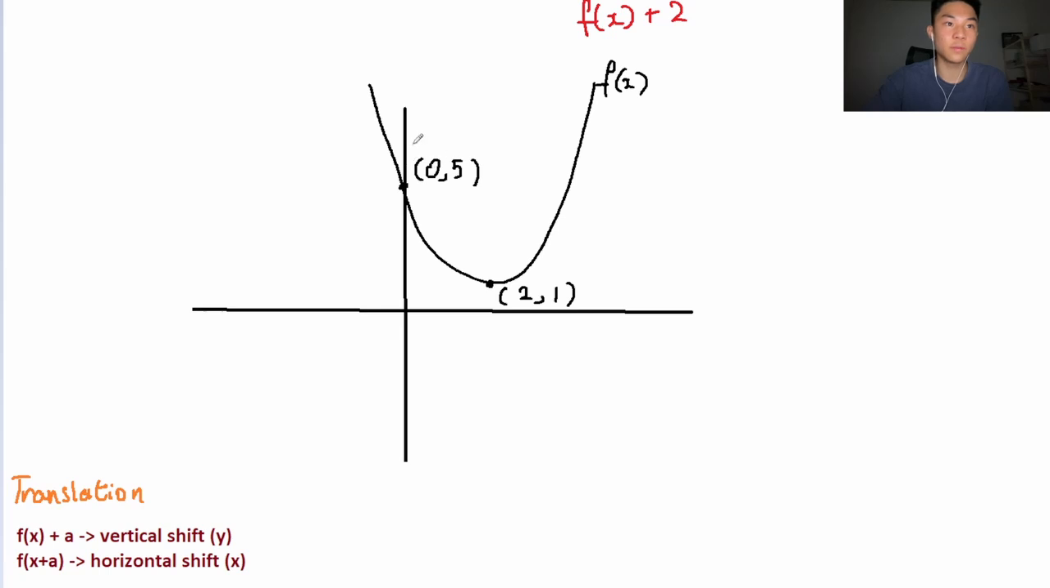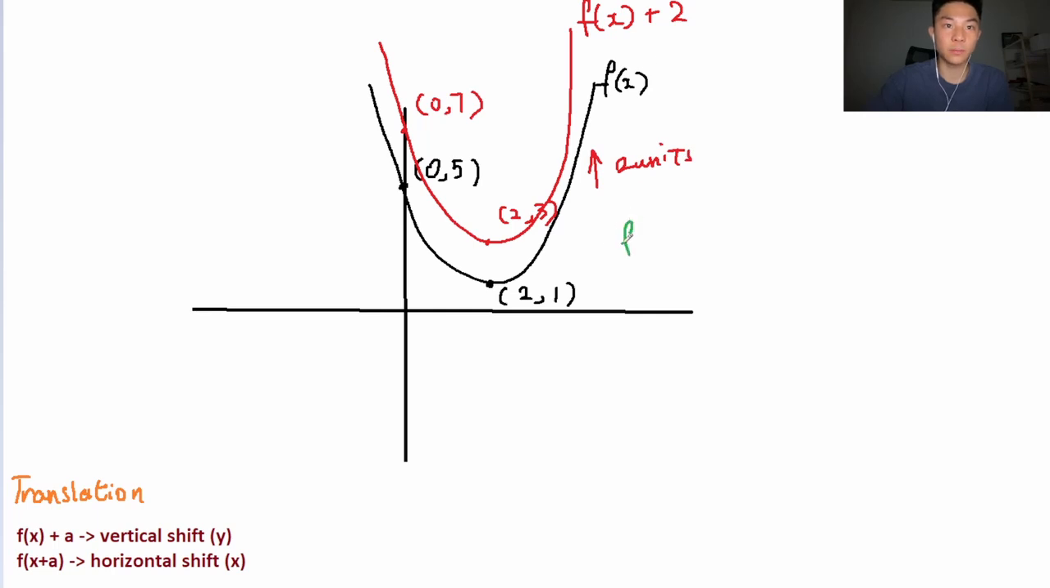So (0, 5), my x coordinate 0 will remain the same, but my y coordinate for the same point will go up 2 units. So it will become (0, 7). And my (2, 1) will become (2, 3). So my new graph will look like this. So it's a shift 2 units up.